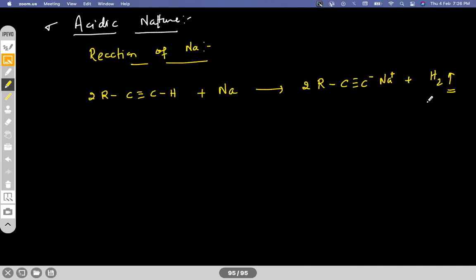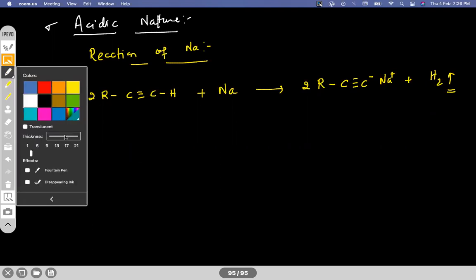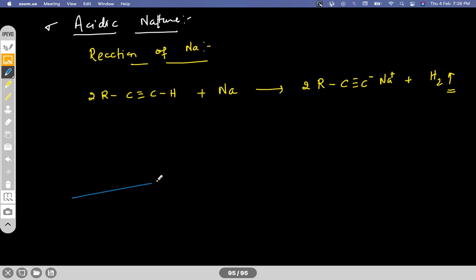Okay, clear? So this is it for the hydrocarbon chapter. Many reactions we have done in this. The mechanism part of a few reactions like hydrolysis and dehydration, that we'll discuss in detail in reaction mechanism. You will have a better idea of that. But here the chapter hydrocarbon is finished.